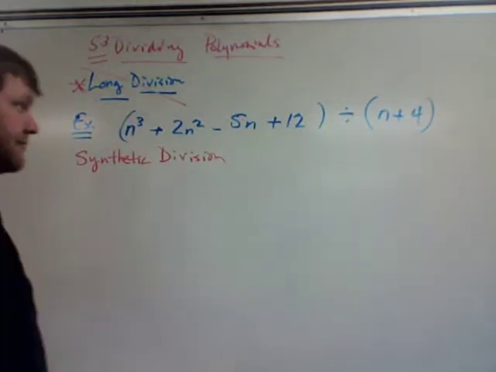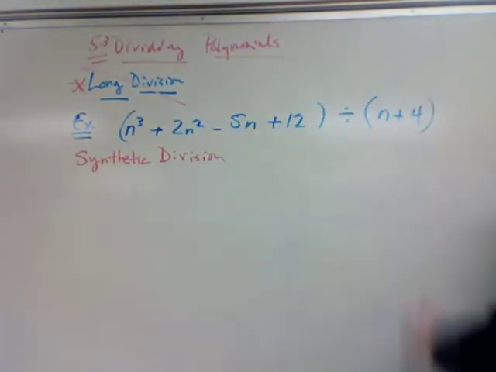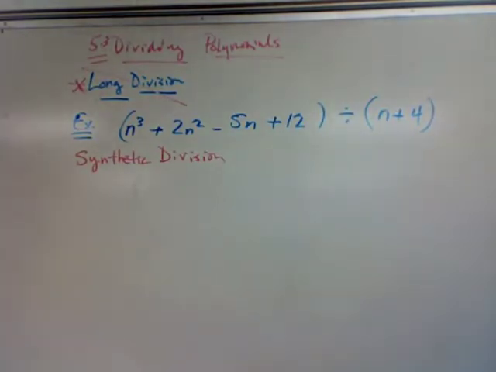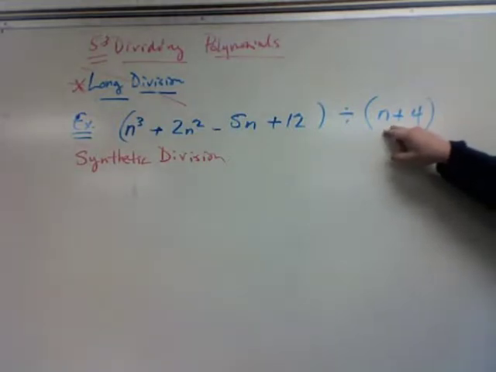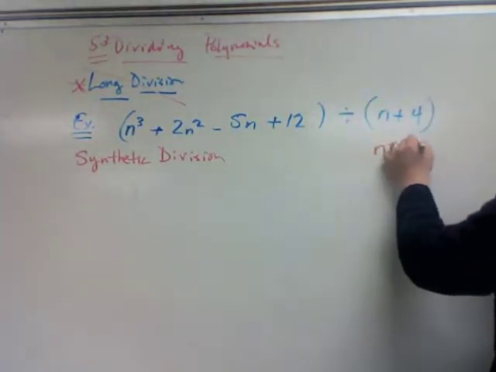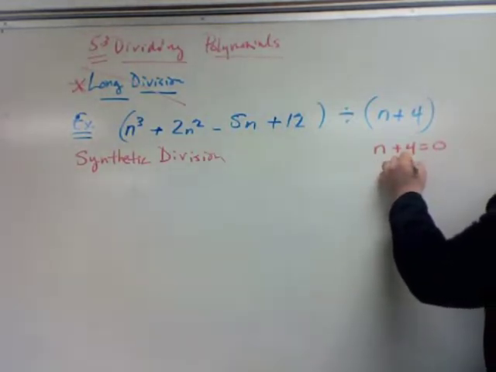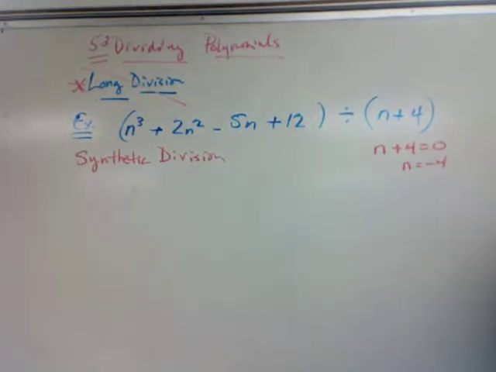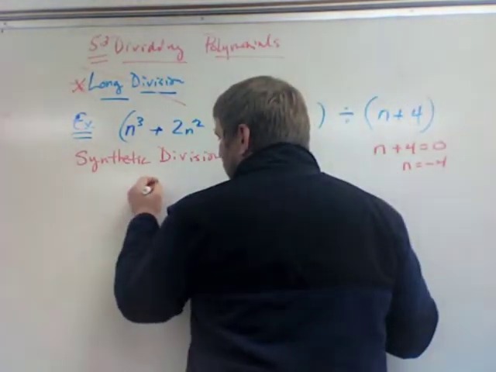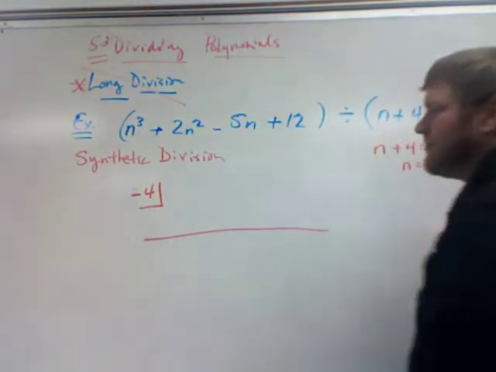So what we need to do when we do synthetic division is, the divisor is n plus 4. I need to figure out what value makes this expression 0. Off to the side, n plus 4 equals 0. What makes it 0? Negative 4. So n equals -4 makes it 0. That value is going to go in this little box right here, and then I'm going to draw a little line right there.